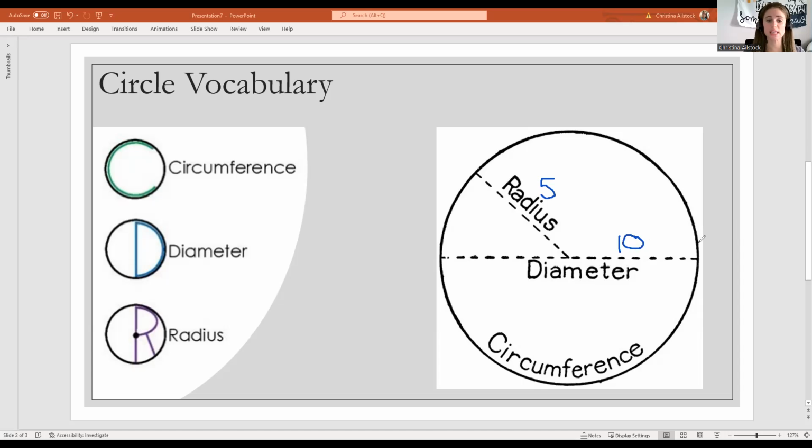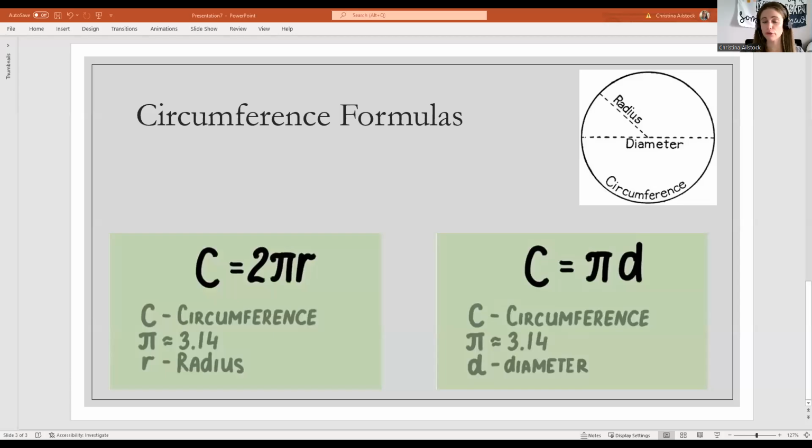And we can use either the radius or the diameter to help us find the circumference, so the measure of the outside of a circle. And there are two different formulas that we can use. You don't have to memorize both, but it does make it a little bit easier because then you don't have to worry about, if you're given the radius, finding the diameter or vice versa. You can just see what you're given and use the formula that matches with that.